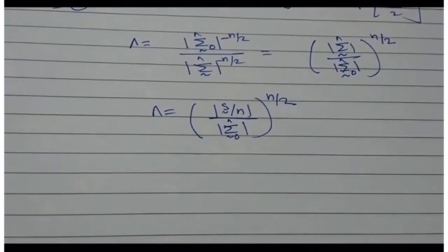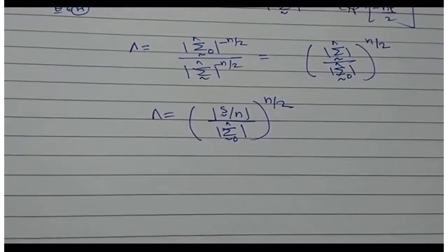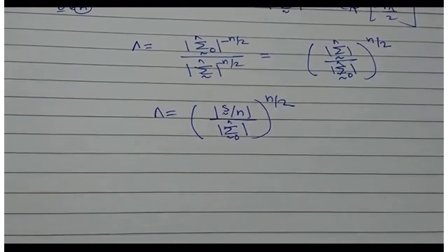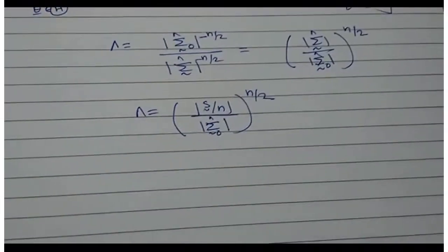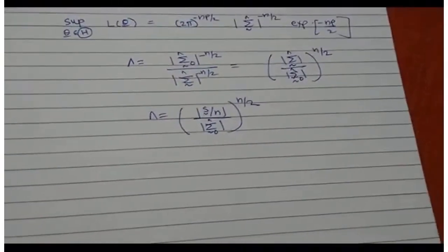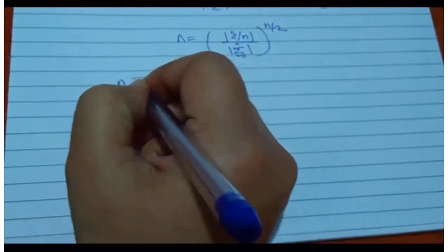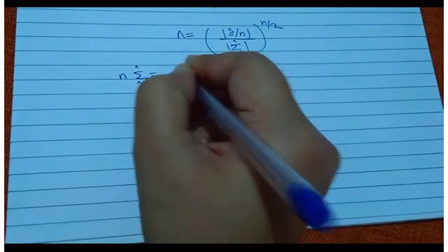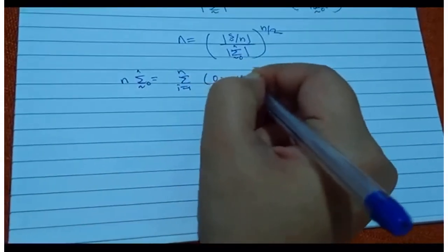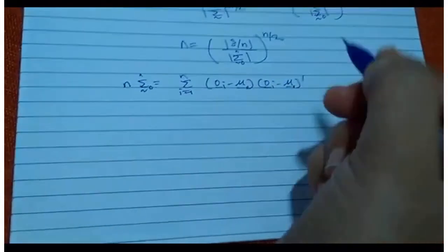Okay, now if I want to simplify this further, I would need to see what is the relationship between S by n and sigma naught hat. So let us try to do that. What I know is n sigma naught hat is the sum over i going from 1 to n of (oi minus mu naught) into (oi minus mu naught) prime. This much I know.